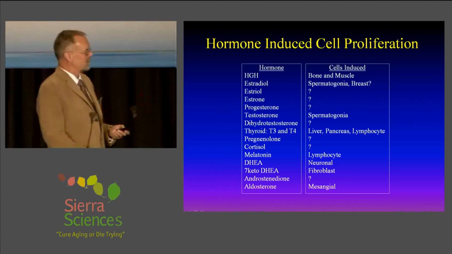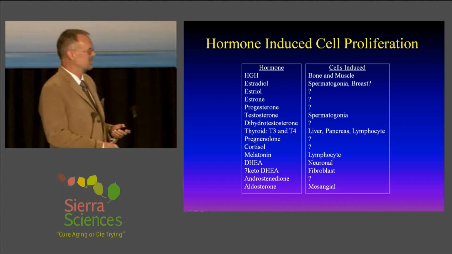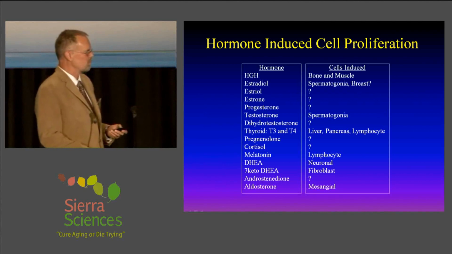Okay, so I've tried to go through and make a list. I think I found that thyroid hormone does induce liver, pancreas, and lymphocyte proliferation. Melatonin induces lymphocyte proliferation.